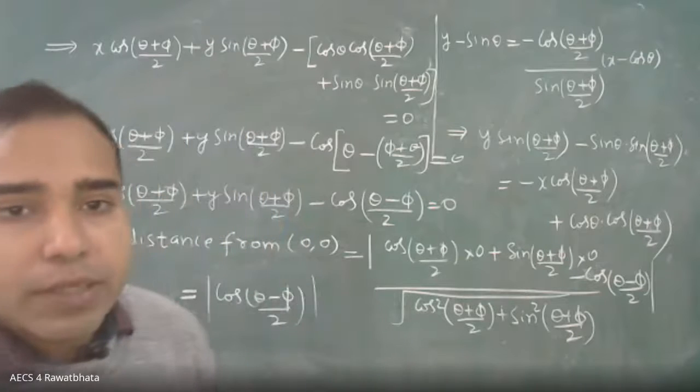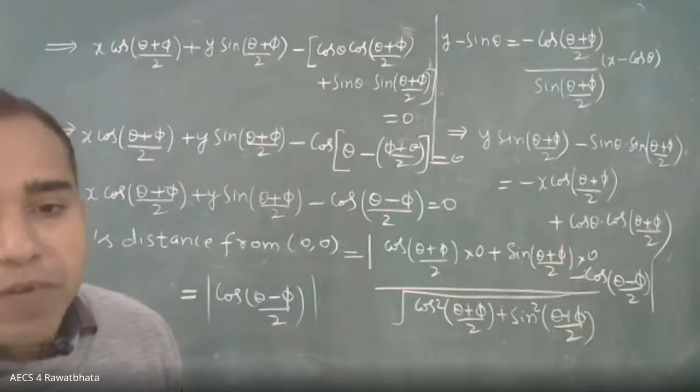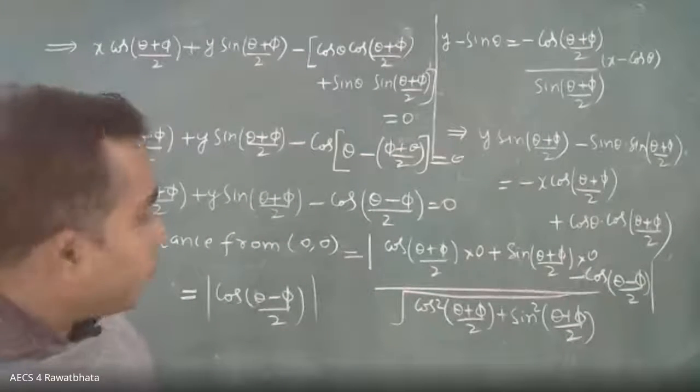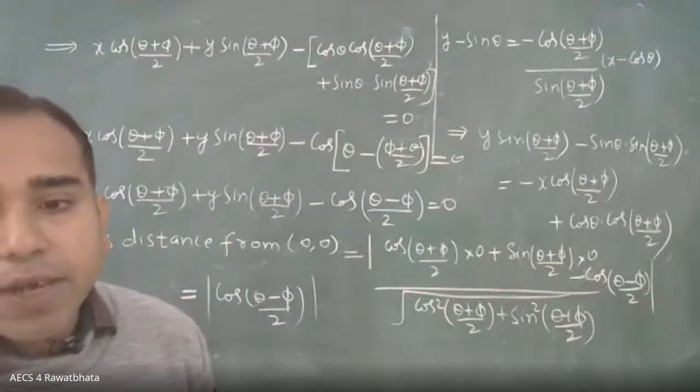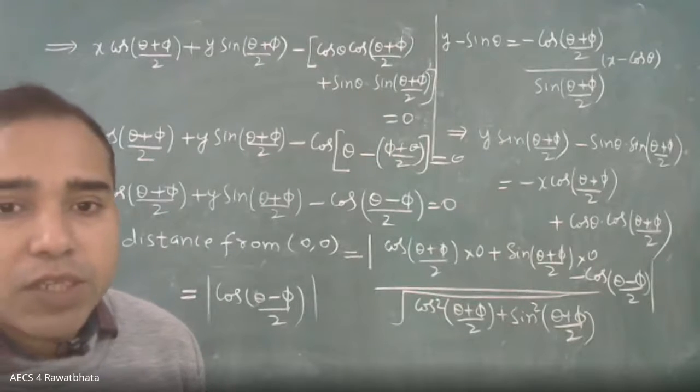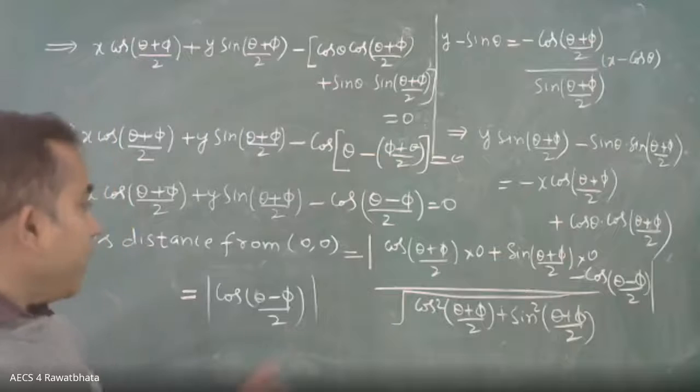Sir, they have given it. Yes. So this is quite right. Right now the time is 10:55. Sir, in the 5th book, cos phi minus theta divided by 2 is given. Cos, yes, phi minus theta.